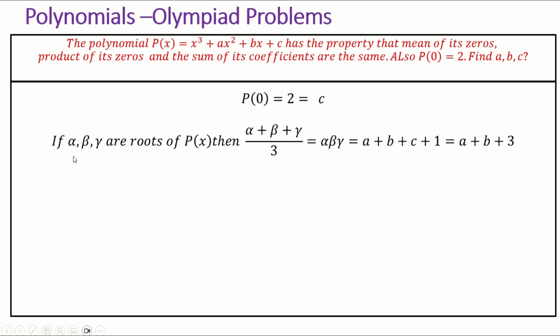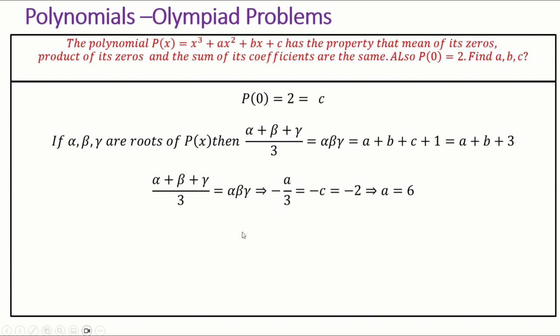Next. Alpha, beta, gamma are roots of p of x, then alpha plus beta plus gamma by 3, that is the average, the mean of its zeros. It equals alpha beta gamma, which is equal to a plus b plus c plus 1, the sum of its coefficients, 1 plus a plus b plus c. Now c equal to 2. You substitute, then what you will get is a plus b plus 3.